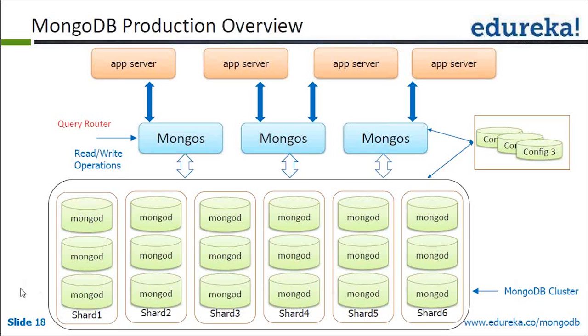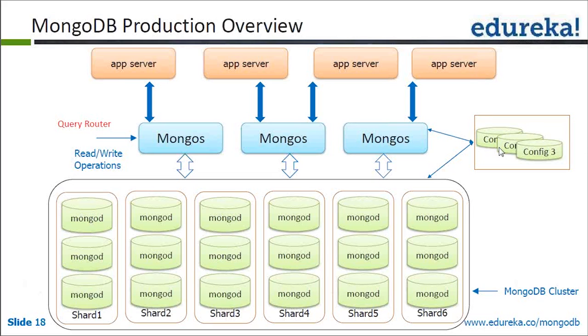How do we access this MongoDB cluster? We access it through a daemon process called MongoS. MongoS is a daemon process which gives you query routing flexibility. Your write operations or read operations will be routed through this MongoS. To do that, MongoS takes help of some configuration databases. As you see, there are some configuration databases here.